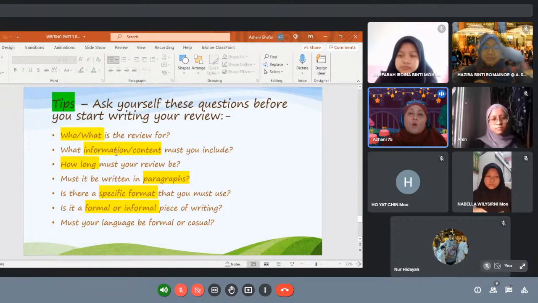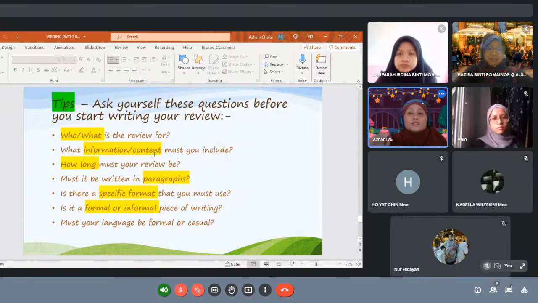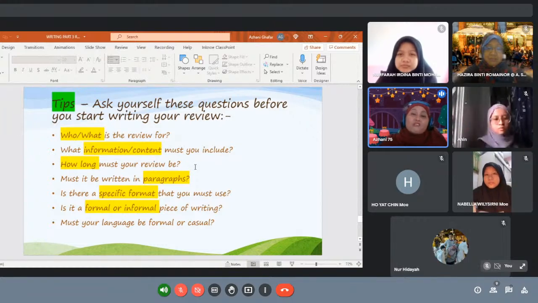Next, what information or contents must you include? This is in the question again. What is the requirement of the question? Apa maklumat yang dia nakkan? Normally there will be three things that you must put in your essay. Next, how long must your review be? This one I think easy. For part 3, you already know it should be between 200 and 250 words.